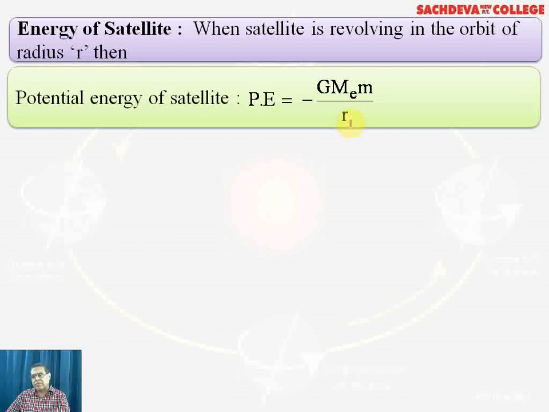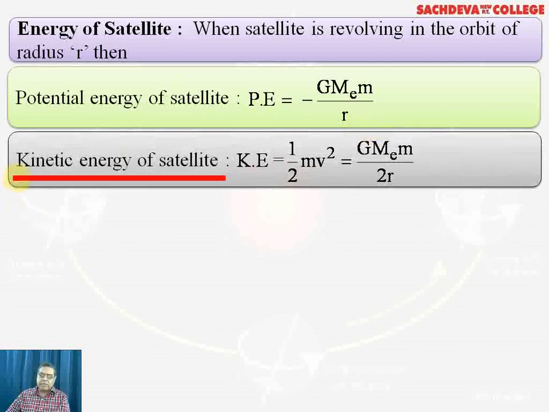One r will cancel off, and we will get this expression, that is potential energy is minus G M_E m over r. We are using the negative sign because work is done in bringing the mass against the Earth's gravitational pull.